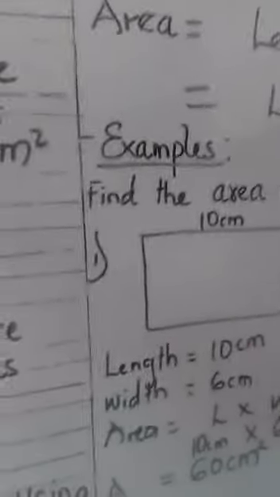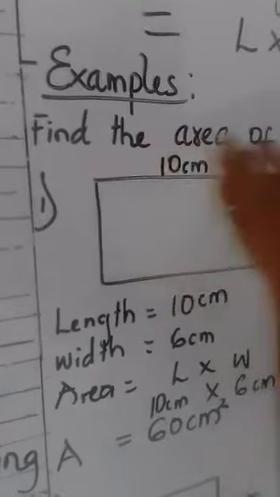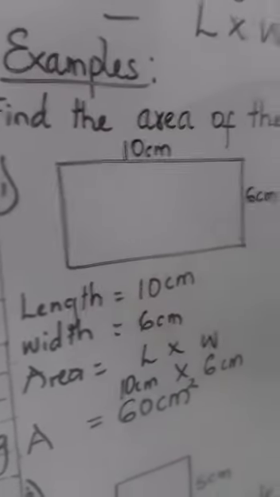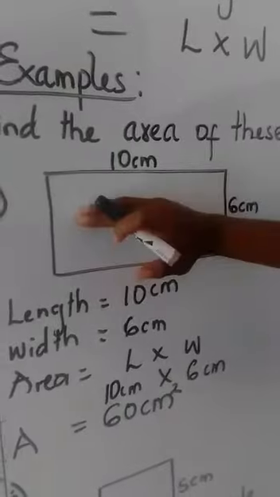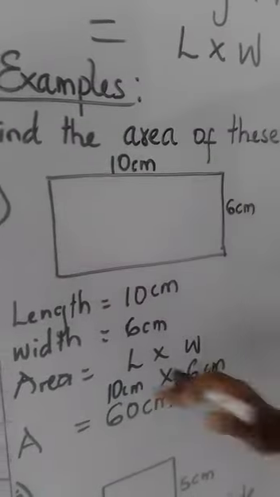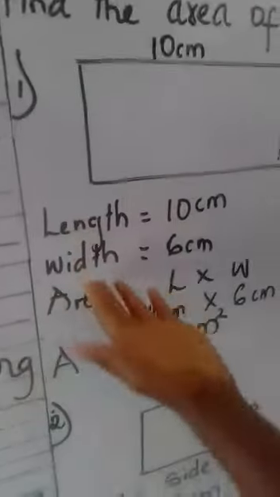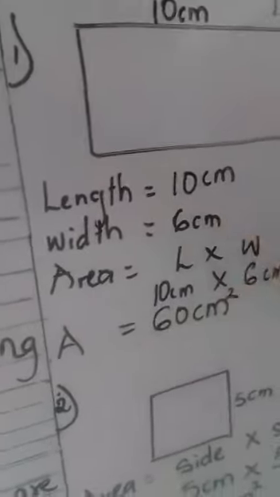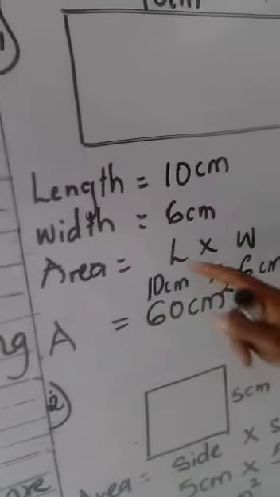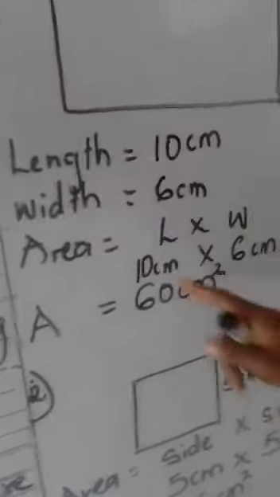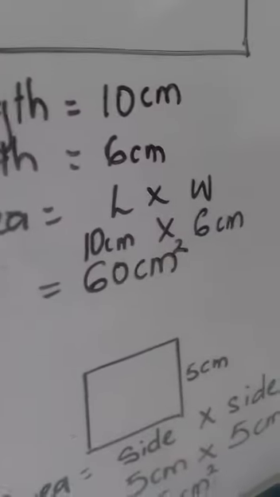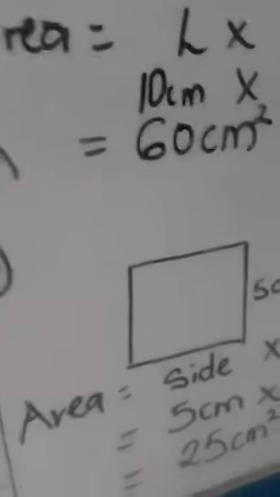Now let's look at the first example. Find the area of these shapes. So we're going to use the formula. This is a rectangle. You see how I stated the length and the width? I listed the parameters. Length is 10 cm. Width is 6 cm. So area is equal to length times width, which is 10 cm times 6 cm to give us 60 cm squared.